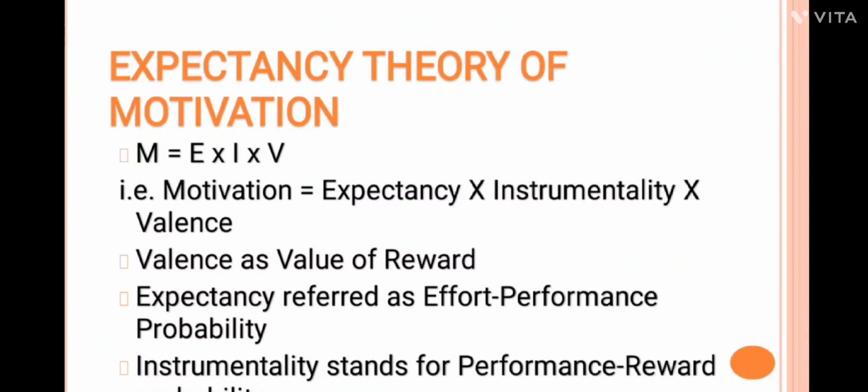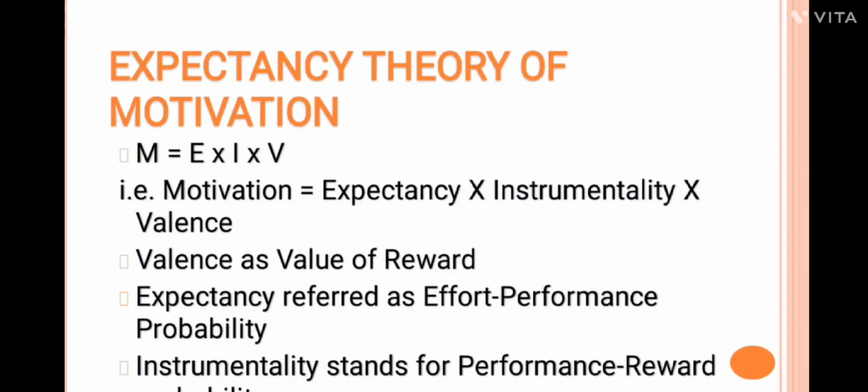The next is expectancy. Expectancy is also referred to as effort performance probability. It refers to the extent to which the person believes his efforts will lead to the first level outcome, that is completion of the task. Expectancy is the probability that a particular action will lead to the outcome. It is the perception in the mind of the individual of the likelihood that a particular action or behavior will lead to a certain outcome.